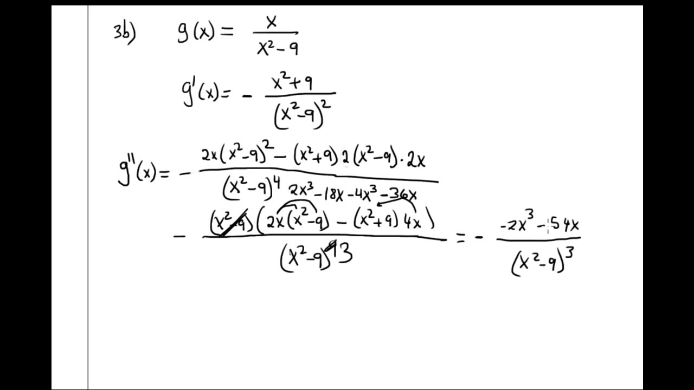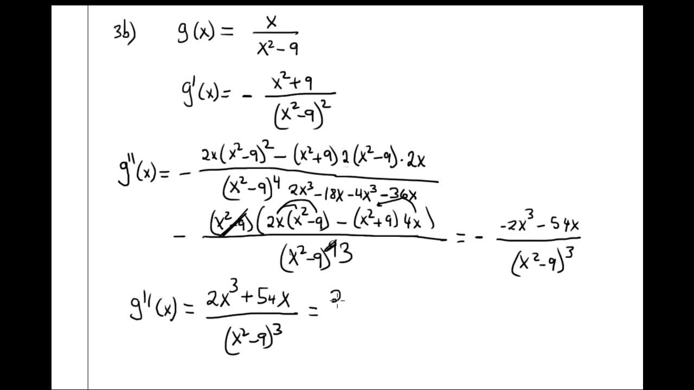Wow, this minus and this minus are gone, so the second derivative is 2x cubed plus 54x divided by x squared minus 9 raised to the 3rd power. If you want to factor, 2x on the top, it is x squared plus 27 over x squared minus 9 cubed.